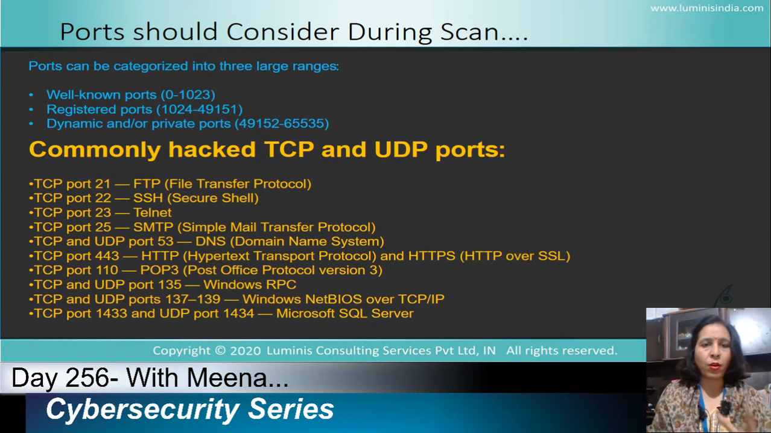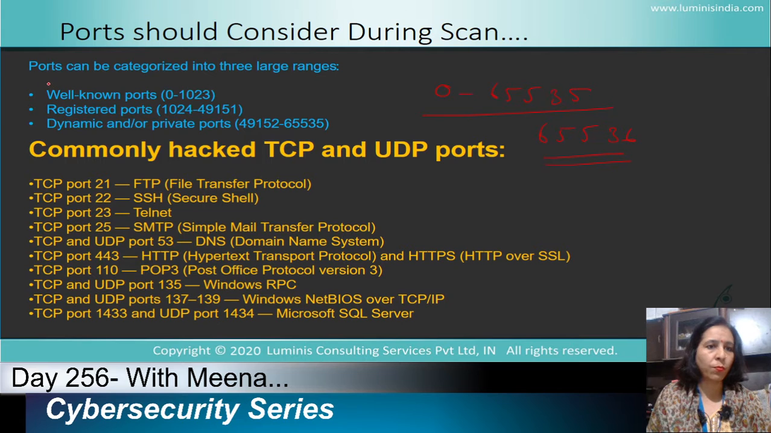There are a number of ports. How many ports are there? The total number of ports is 65,536. It's a range starting from 0 to 65,535. So a total of 65,536 ports are there, and these are categorized.